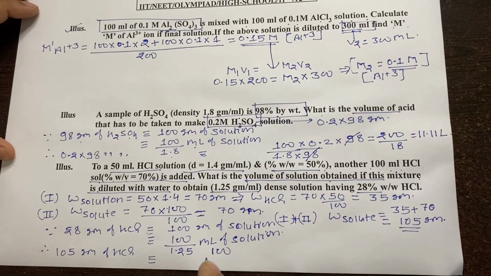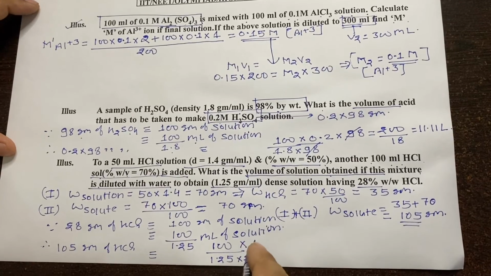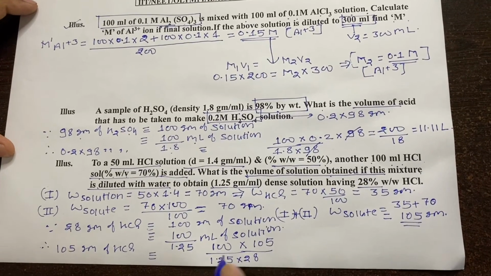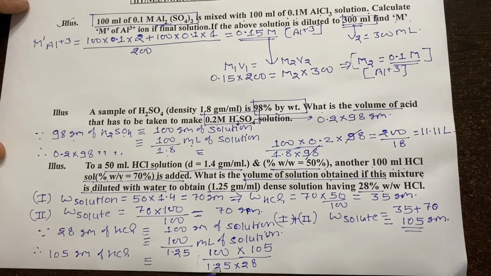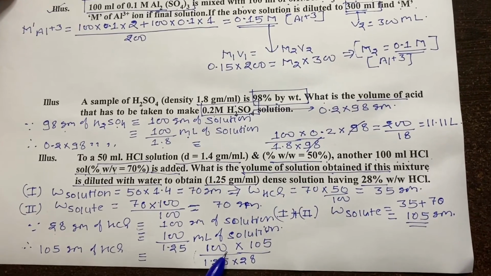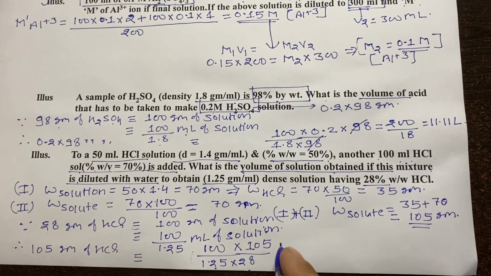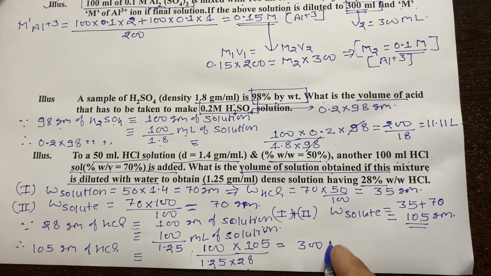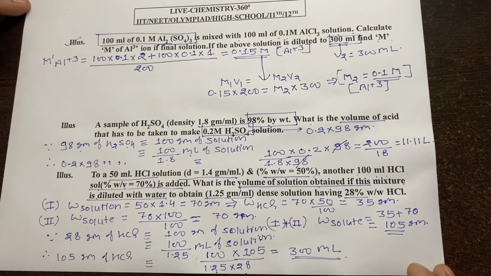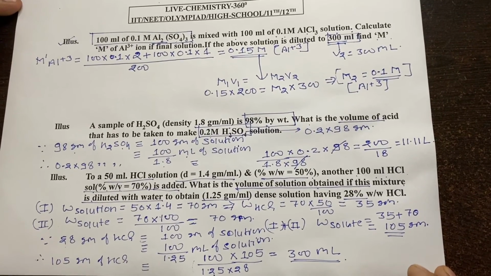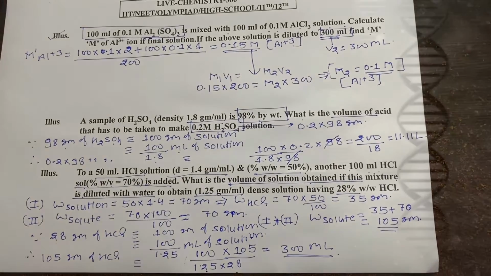Simply, that will be equal to 100 upon 1.25, which is the volume containing 28 gram of HCl. So for 1 gram of HCl, it will be 100 upon 1.25 into 28. And for 105 gram of HCl, simply we can calculate and you will get the volume of solution will be 300 ml. So these are the problems on the dilution concept. In the next video, we will talk about the volume strength of H2O2. Thank you very much.